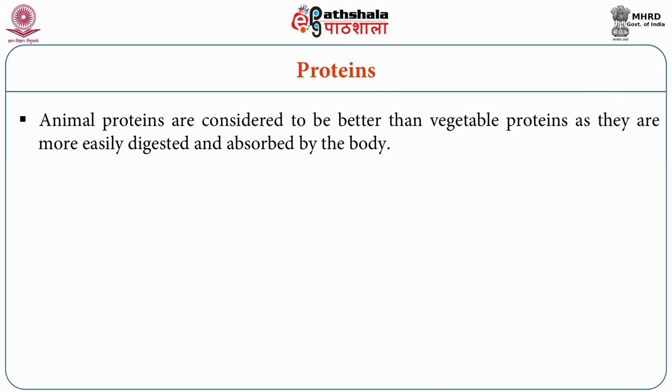Animal proteins are considered to be better than vegetable proteins as they are more easily digested and absorbed by the body. Apart from that, the animal proteins are also termed as high biological value protein because the protein content present in the animal protein is far superior to the plant proteins. However, in a country like India where the majority are vegetarians who do not consume animal proteins, plant proteins in different combinations can also serve as a very good source of protein.